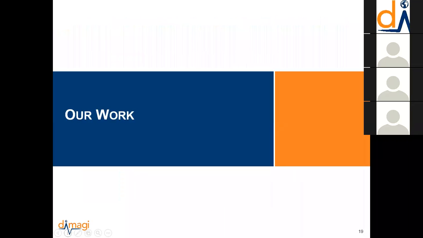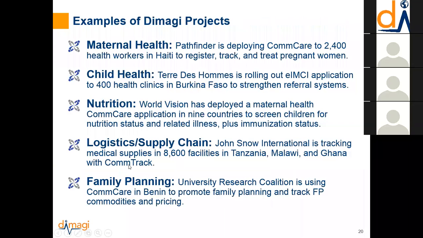Okay, so I'm going to show you a little bit of our work around the world. Again, that was some really high level information there, but I hope that helps you frame how Dimagi thinks about ComCare and where we're headed with things. And so an example of a few of our projects that we have throughout the world. So in maternal health, we have a lot going on, but specifically Pathfinder International is deploying ComCare to 2,400 health workers in Haiti to register, track, and treat pregnant women.